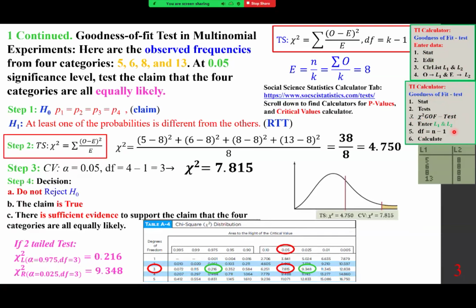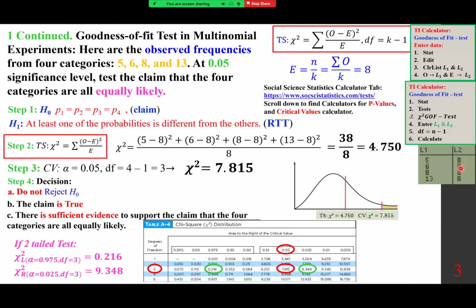Let me show you just quickly what happens. In L1, you put the numbers 5, 6, 8, 13. And in L2, we have already calculated the expected value. And this is the expected value. By the way, it doesn't have to be the same for all. Because they are equally likely, that's why L2 is 8 for each one. Again, they don't have to be the same. They are the same because of this.